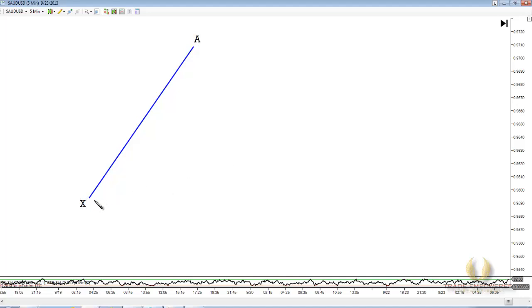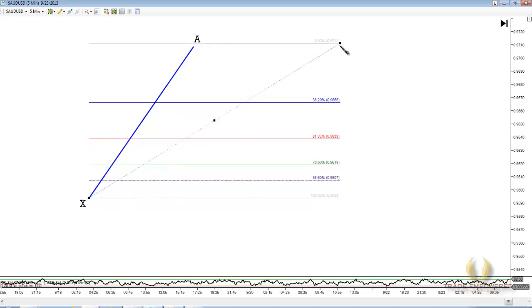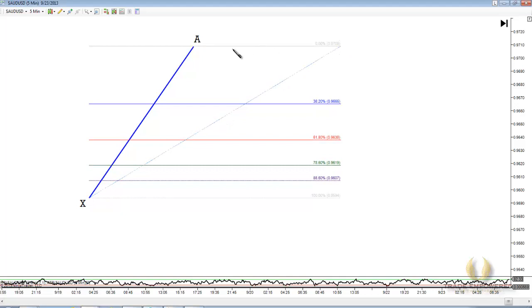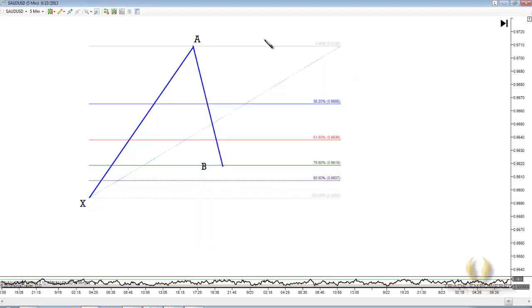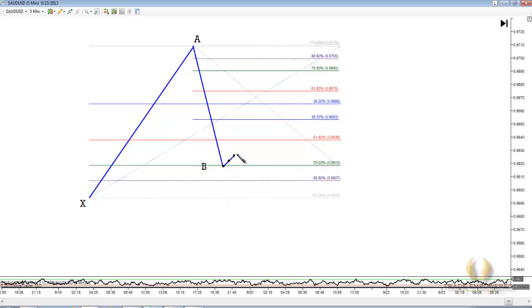Again, we want to take our Fibonacci retracement tool. We want to go from X to A. We're going to look for our B leg to work its way all the way down to at least the 786 to give us a valid B completion. We are then going to draw on Fibonacci retracement once again from our A leg to our B leg. We need a minimum of 382.